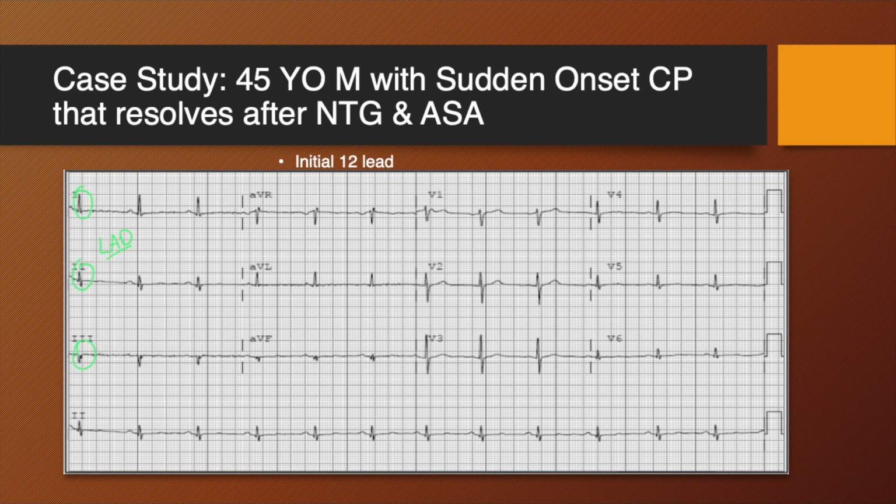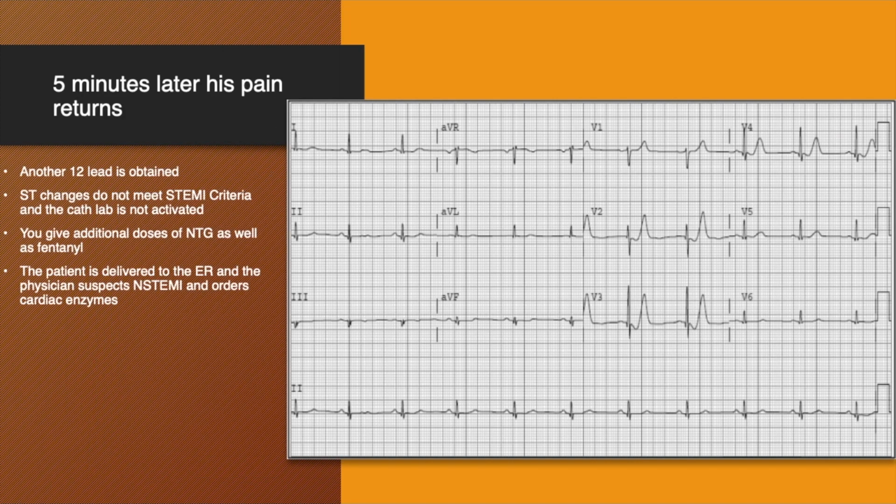So there are some subtle abnormalities, but looking at the J point, I don't see substantial J point elevation or depression. And so I don't see a whole lot of anything. It does look like the T waves are maybe a little wide in some leads, and that might be something. Let's see. So 5 minutes later, his pain returns and another 12 lead is obtained.